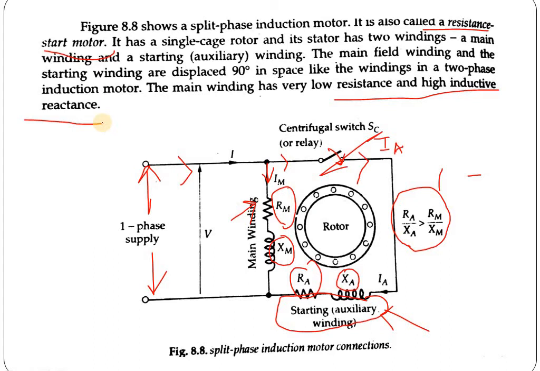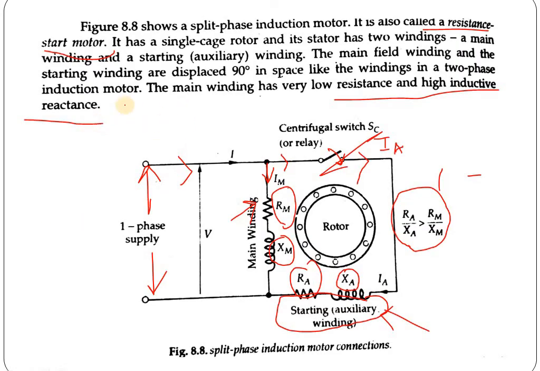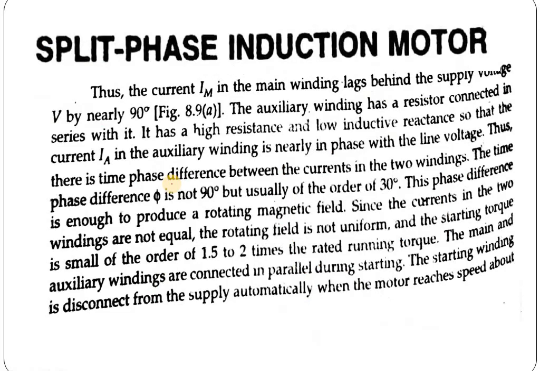Definitely in this way, a phase difference of nearby 90 degrees in space is created and it creates the two-phase induction motor. Now, the current Im in the main winding lags behind the supply voltage V by nearly 90 degrees. Why? Because we have seen that in the main winding, the inductive reactance value is high. That means the main winding is much more inductive. So definitely the main winding current will lag much more, nearby 90 degrees lagging the voltage.